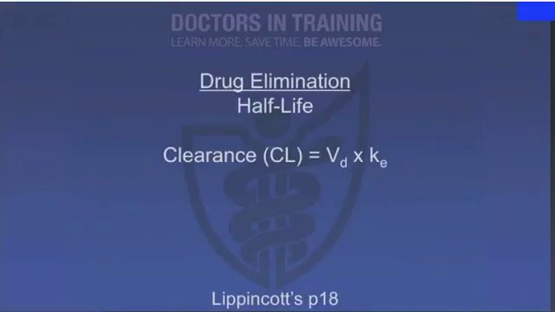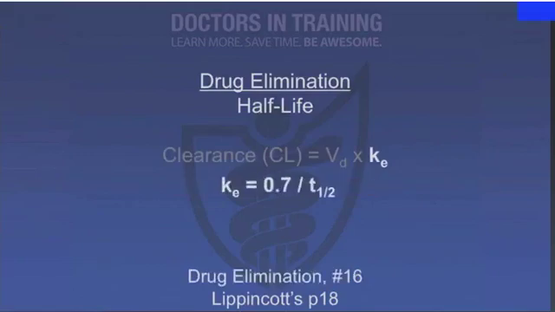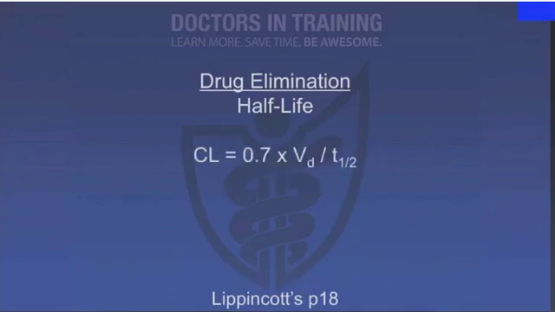You can also express this same formula as clearance equals volume of distribution times KE. KE is an elimination constant. And KE, if you look at that formula, is obviously 0.7 divided by the half-life. But that's not the equation you need to memorize. The equation you need to memorize is clearance equals 0.7 times volume of distribution divided by the half-life. So, for a problem, you might be given the volume of distribution and a half-life and be asked to calculate the clearance.